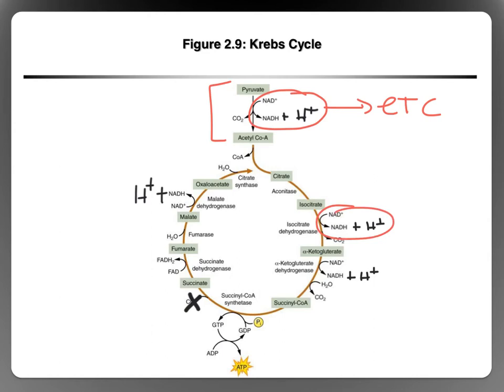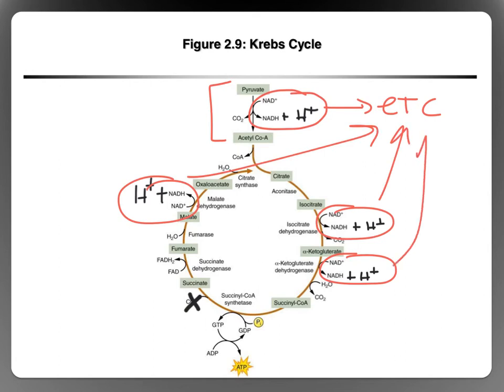We've also got some NADH plus H plus in the Krebs cycle, which goes to the electron transport chain, and some FADH2, which goes to the electron transport chain. But we haven't talked yet about what these things are. What are these NADH plus H? What is this FADH2? So before we can talk about the electron transport chain, let's talk about that.